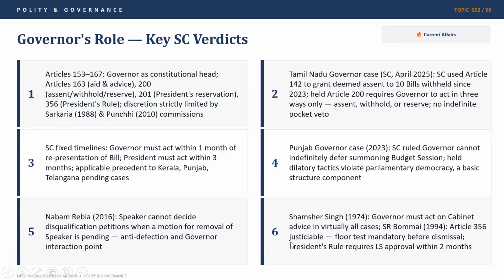That is, the Supreme Court and High Court can take cognizance of it, or they can give judgments regarding it. And floor test has become mandatory before dismissal of a legislature. Also, President's rule always requires Lok Sabha approval within 2 months. It is given in Article 356. So read these articles in detail in the Constitution.